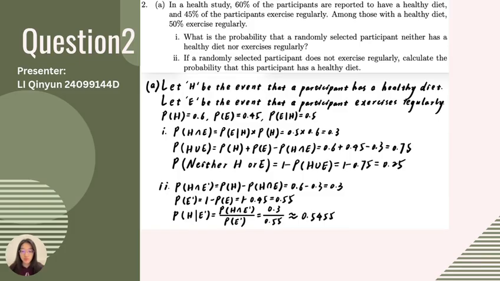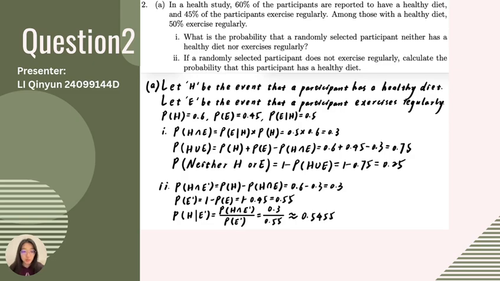The second question is to find the probability of H given not E. The probability of H and not E equals the probability of H minus the probability of H and E, which equals 0.30. The probability of not E equals 1 minus the probability of E, which equals 0.55. Now, the probability of H given not E equals the probability of H and not E divided by the probability of not E, which equals 0.5455. So the answer for part A question 2 is approximately 0.5455.